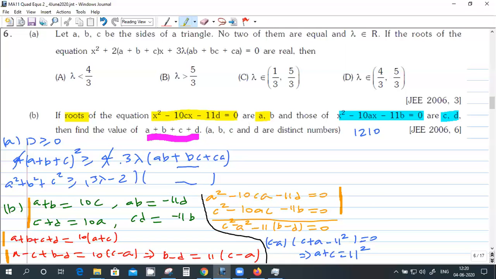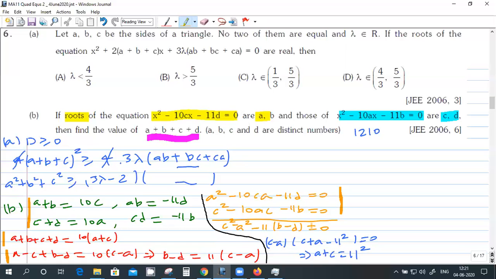Since A is the root of the first equation, I can get this one. A and C are the roots of the first equation, right? So if you put x equal to A, you get this one. And in this one, if you subtract these two, you get C square minus A square. And then these two will cancel, CA and AC. And then B minus D will come. And B minus D, I have written in terms of C minus A in this step.